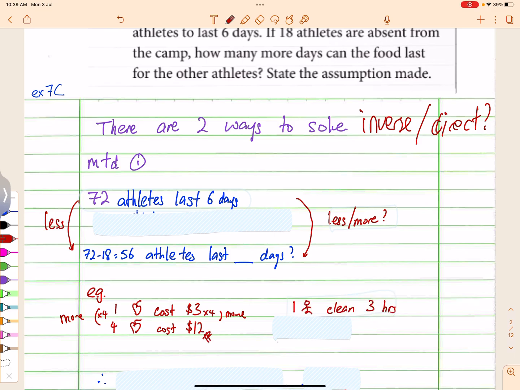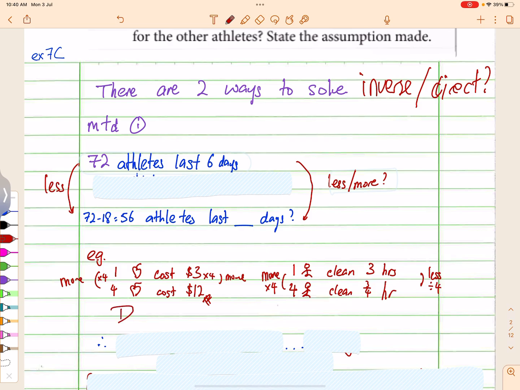Now if one man cleans the room in 3 hours, then 4 men, with more people, should take less time, right? Lesser time. So how it works, if this is more, this is less, and the idea here is if I multiply by 4 here, I will divide by 4 here. So actually you will take 3/4 of an hour. Alright, so as you can see here, this is a very clear illustration of direct and inverse.